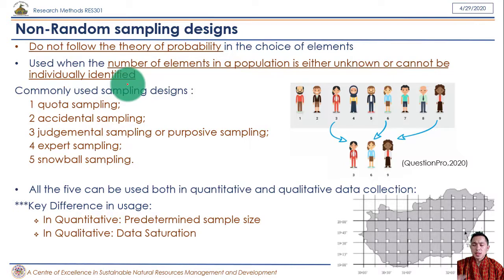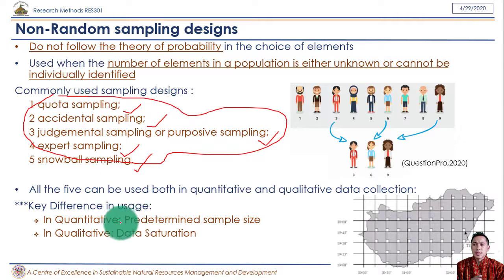There are lots of commonly used sampling designs, but five major ones are quota sampling, accidental sampling, purposive or judgmental sampling, expert sampling, and snowball sampling. Some of these sampling techniques we looked at in brief in unit 2, lecture number 1, but we are going to look at them in more detail now. All these sampling methods can be used for both qualitative as well as quantitative methods.